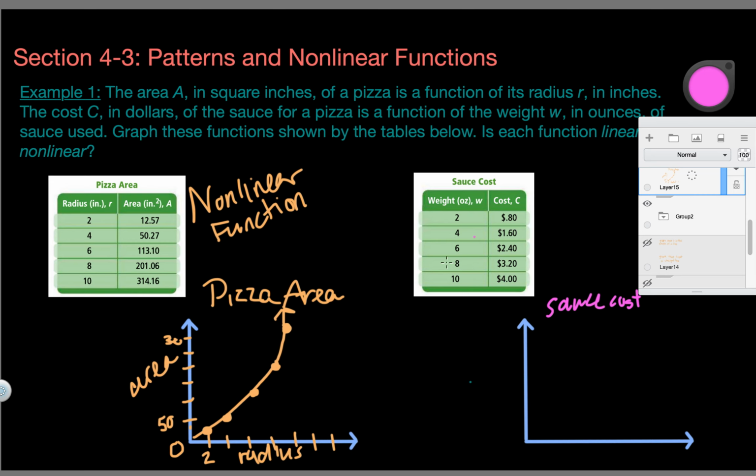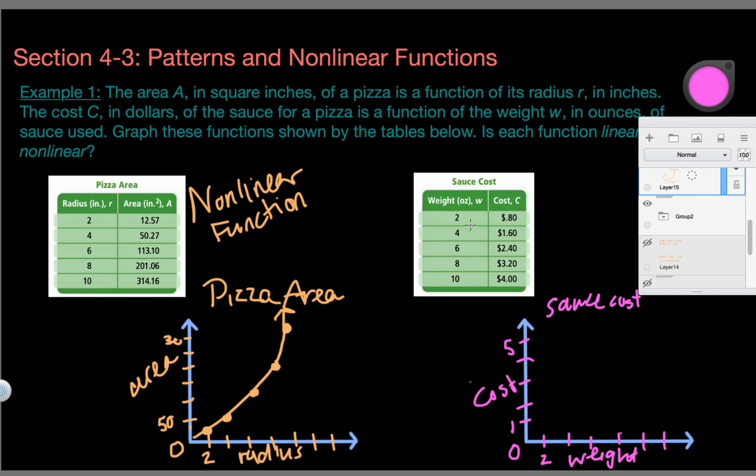Okay? Now, my independent variable is our weight. And my dependent variable is the cost, because the cost depends on how much our sauce is weighing. Okay? So again, it looks like my weights are counting by 2s, so I'm going to start at 0, and I'm going to go 2, 4, 6, 8, 10, 12. Okay? And then it looks like my cost is only going up to $4, so I'm going to count by 2s as well. So, actually I'm going to count by 1s. 1, 2, 3, 4, 5. Okay? So let's just start plotting our points.